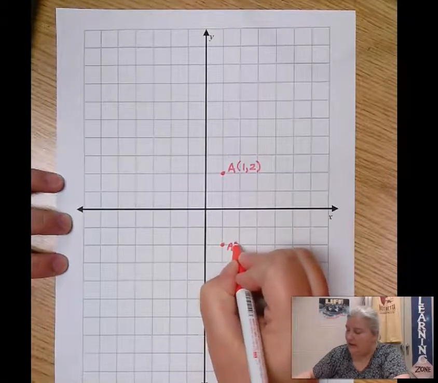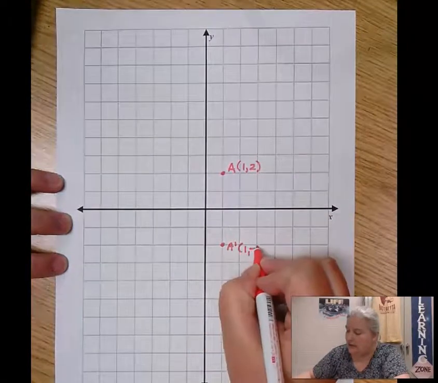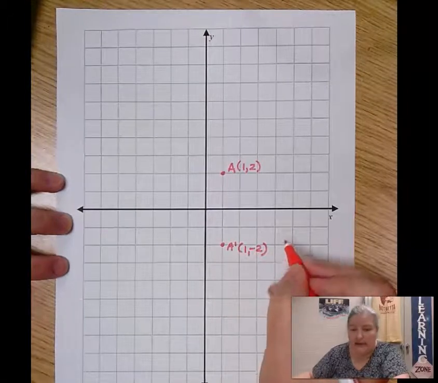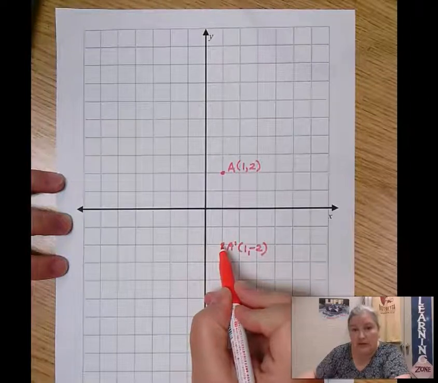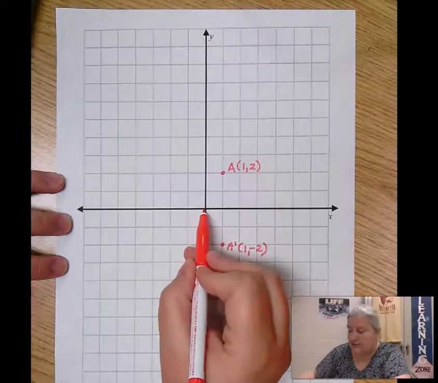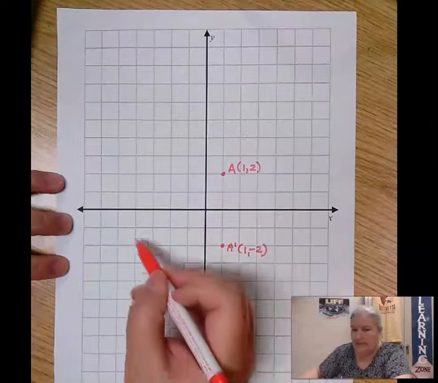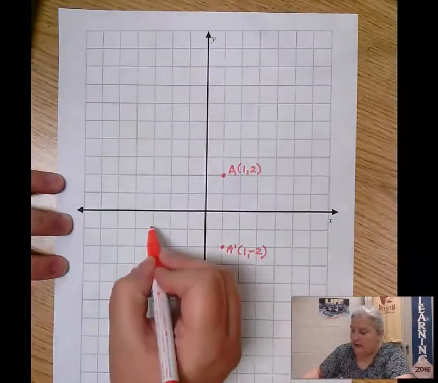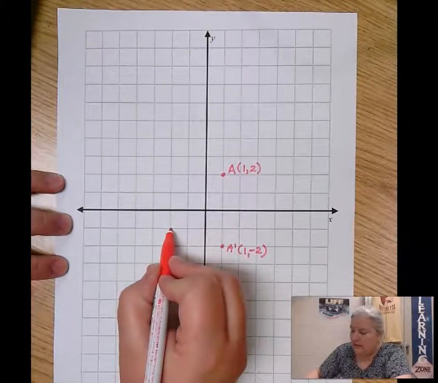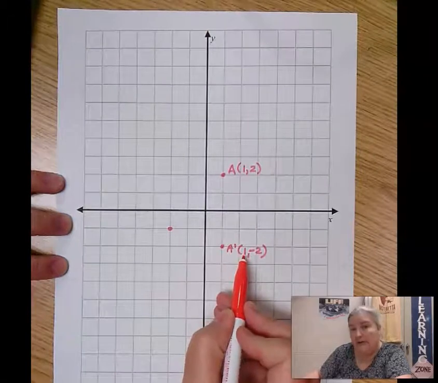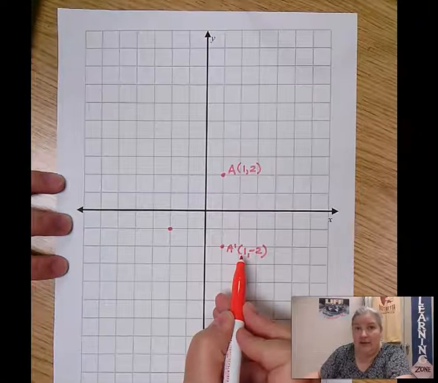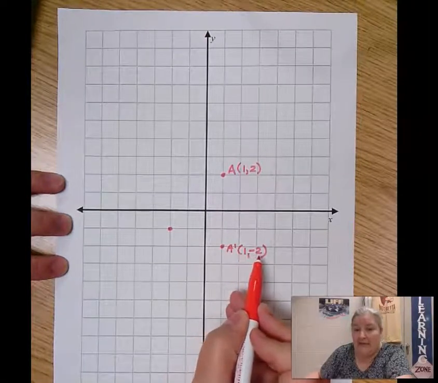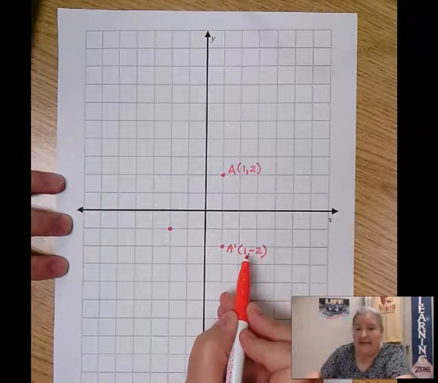And then the next thing was a 90-degree clockwise rotation about the origin. So around (0, 0), clockwise means this way. So 90 degrees, it's going to be right over here. And you can use the rules. For 90 degrees clockwise, the rule is you change the x and y, and you leave the y the same sign, but the x is going to become negative.